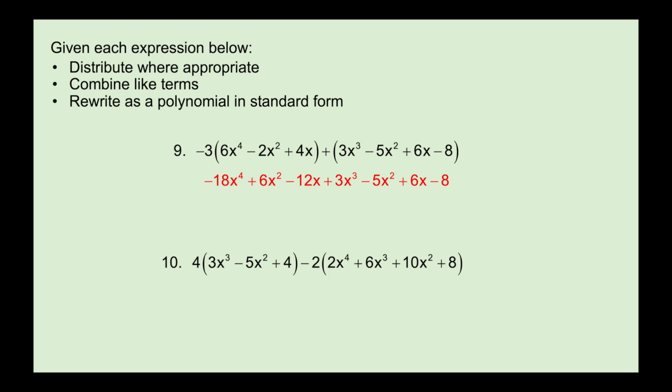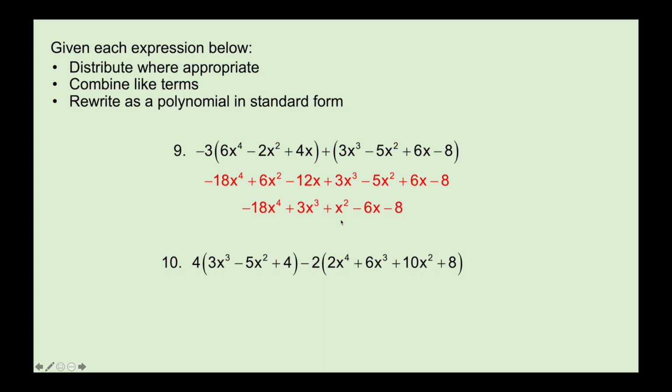And then from there, when we go to write this in standard form, we want to look for the highest degree first. That highest degree is 4, and it doesn't have anything to combine with. So we rewrite that as -18x to the 4th. From there, I'm looking for a cubic term, and I only have one, so 3x to the 3rd goes next. From there, I'm looking for quadratic. I've got 6x squared and -5x squared. Those two will combine to give me just x squared.